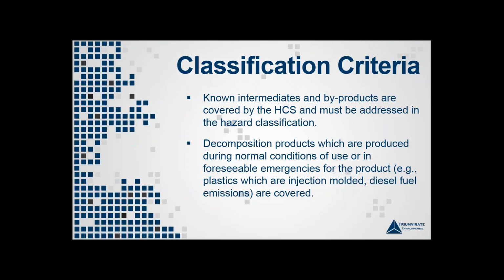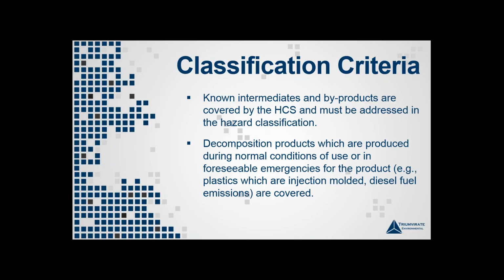So classification criteria, again, for intermediates and byproducts, they are covered in here. I know we get a lot of questions around intermediates. So if you're creating something and you've got an intermediate in between, guess what? That's covered. If the intermediate is just part of the process and it doesn't get stored, I guess is a good word for it, then you might be okay, but when it's made, you've still got to address it, because employees can potentially be exposed. So those are covered and they have to be addressed in the hazard classification.